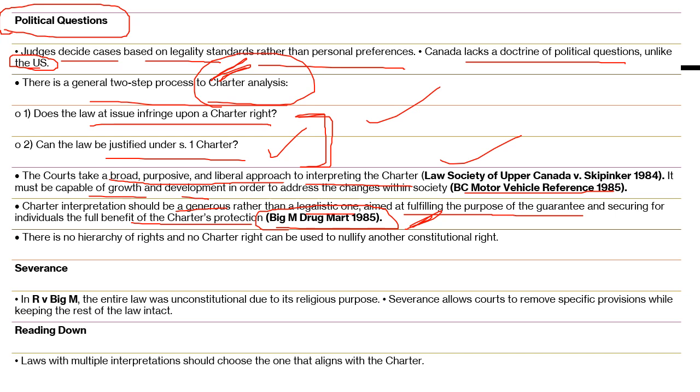There is no hierarchy of rights. No charter right can be used to nullify another. All charter rights are equal. So this is also another example of liberal, generous interpretation.